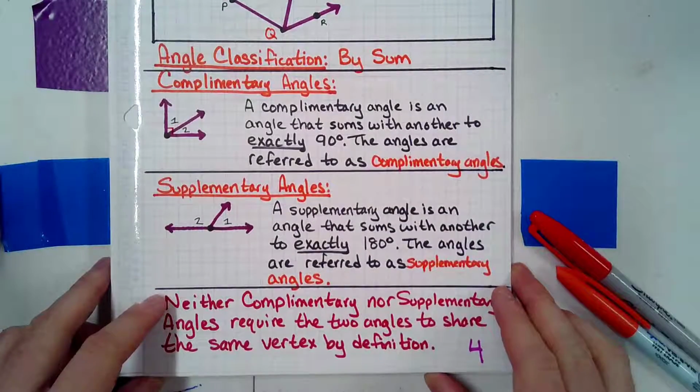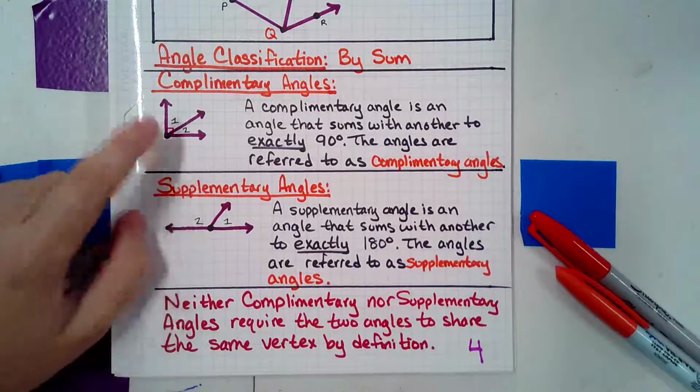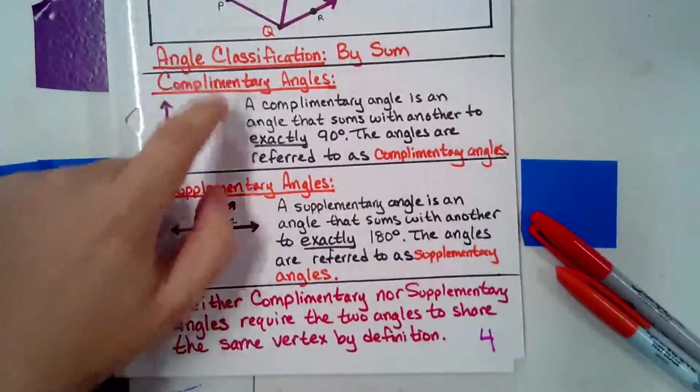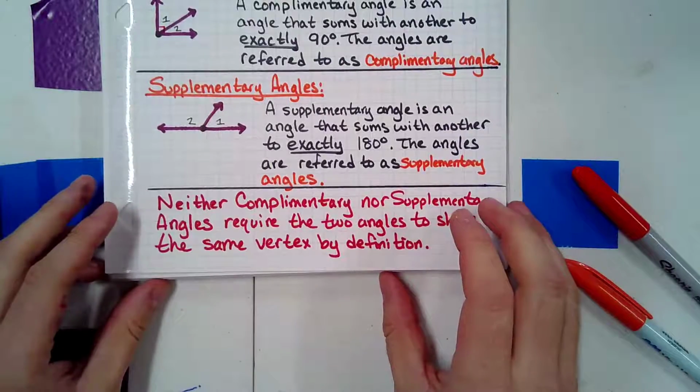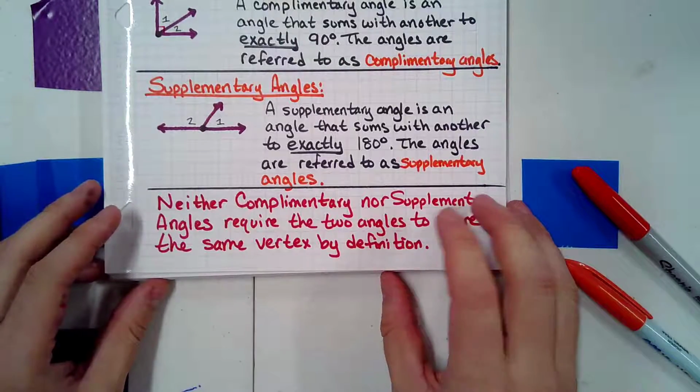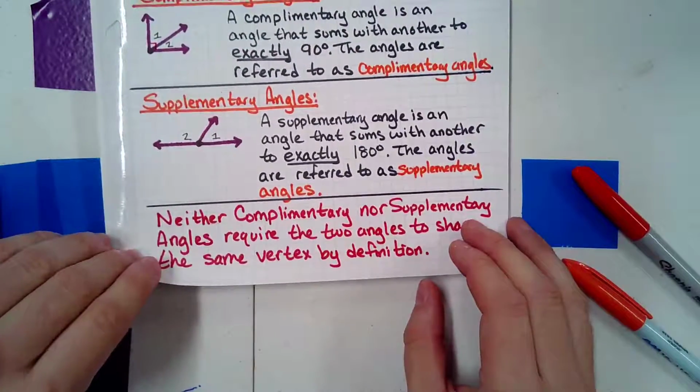All right, classifying by sum. So now we're comparing two angles. Right before it was just like, that's an acute angle. He is acute. Has nothing to do with anybody else. He just is, right? These are in comparison. So complementary angles add up to 90. So they sum to 90. So two acute angles will add up to 90 degrees. If they do, they're complementary. Supplementary angles. Angles that add up to exactly 180. Sound familiar? Wonderful. Okay, here we are.